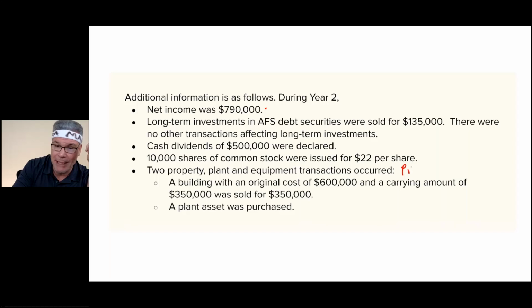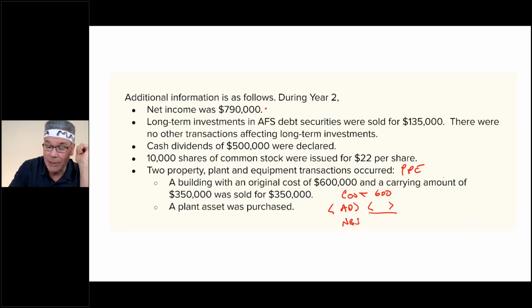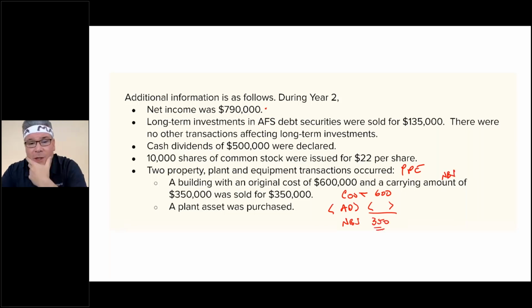All right, here we go. PP&E, yeah, you know me. All right, they tell me a building with an original cost of 600 and a carrying amount of 350. Stop right there. It immediately becomes information overload. So we've got an original cost of 600 minus your accumulated depreciation gets you your net book value. Okay, carrying value is synonymous with what? Net book value, 350.